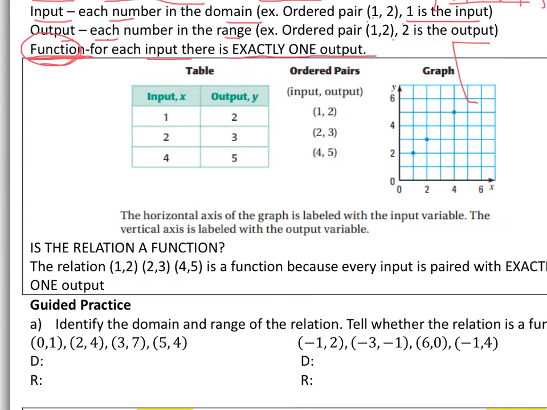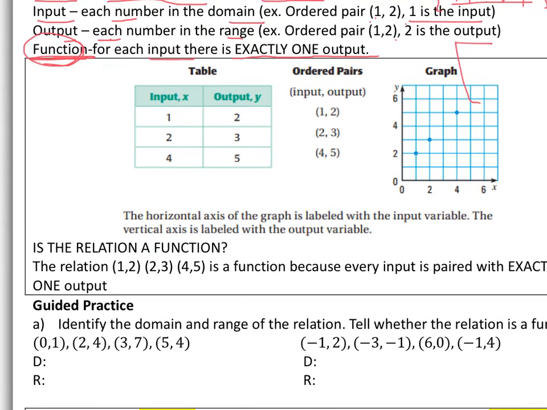Here we have a table. 1, 2, 4, every single number are all the inputs, and 2, 3, 5 will be the outputs. To write them as an ordered pair, we will simply put parentheses around them. So 1 and 2, 2 and 3, 4 and 5. To plot these points, again, you take 1 here, and move up 2 units. 2, 3, 4, 5.